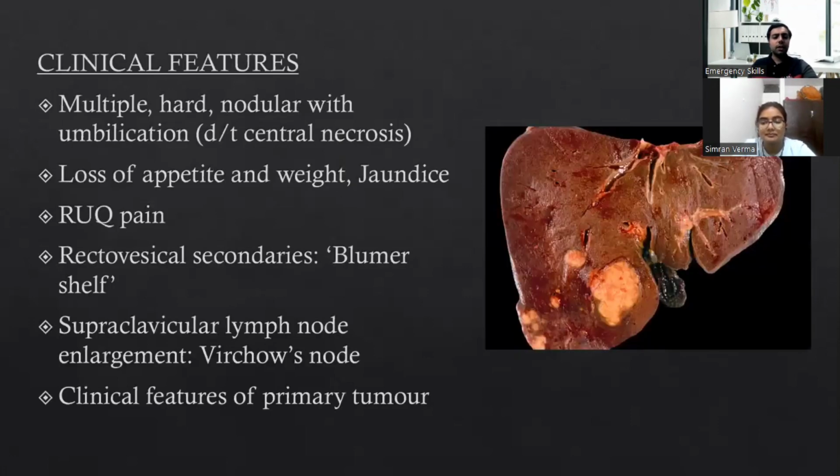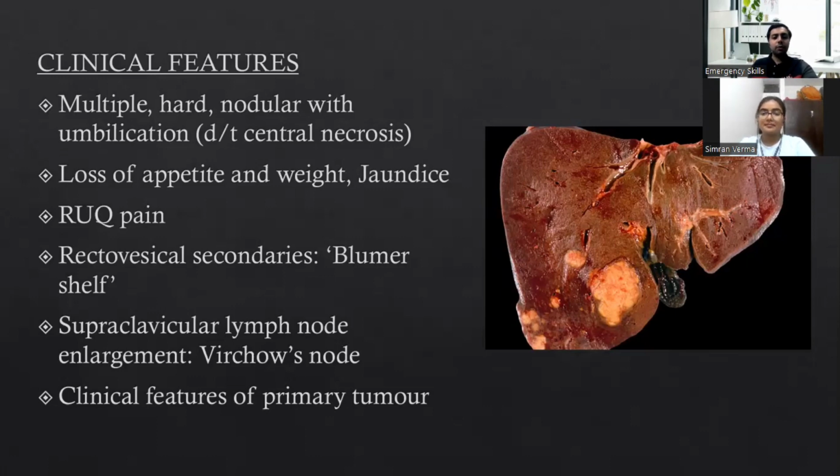What are the clinical features in this condition? Generally what we see in benign is a solitary lesion, but in this case it is multiple, hard, nodular with umbilication. Umbilication basically means there will be necrosis in the area, so you can find a central necrosis. Jaundice will be present, loss of appetite, weight loss, upper quadrant pain, and Blumer's shelf sign. Blumer's shelf is a metastatic sign. I will discuss it later. It is in the rectovesical pouch. Then we have supraclavicular lymph node enlargement, Virchow's node, and the clinical features of the primary tumor.